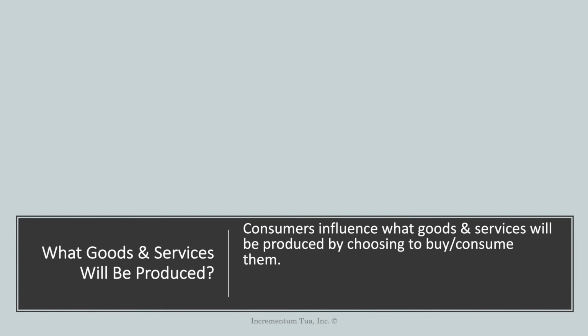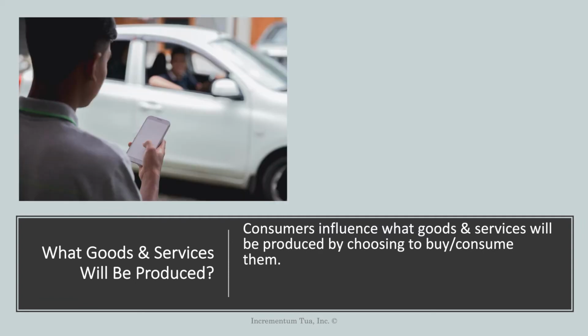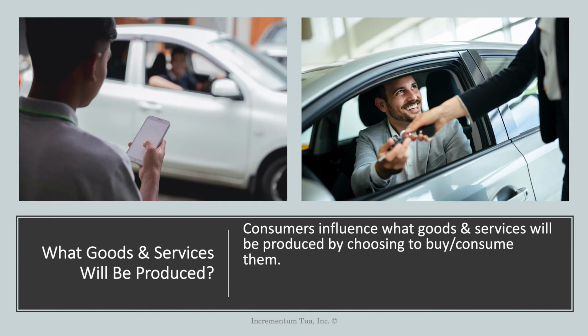They influence what goods and services are going to be produced by choosing which goods and services to buy or consume. For example, when you choose to use a ride-sharing company like Uber or Lyft, you're sending a signal to those companies that you want more of this type of service. At the same time, you're sending a signal to vehicle manufacturers that you don't want to own a car. You would rather use a ride-sharing service.